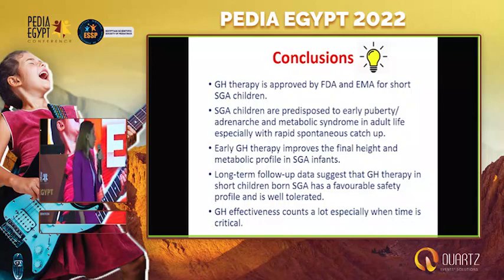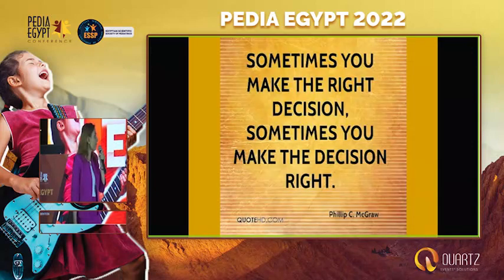Remember that SGA children are predisposed to early puberty and adrenarche and metabolic syndrome, so we have to screen for these abnormalities. Early growth hormone improves the final height and metabolic profile in those children. Long-term follow-up data suggests that growth hormone in short children has good safety profile and is well tolerated. And finally, remember, growth hormone effectiveness counts a lot, especially when time is very tight at the time of puberty.